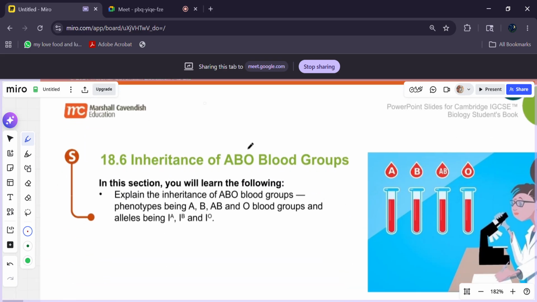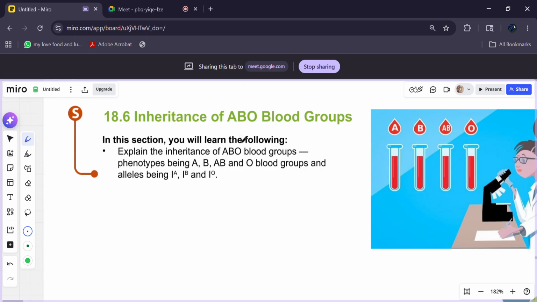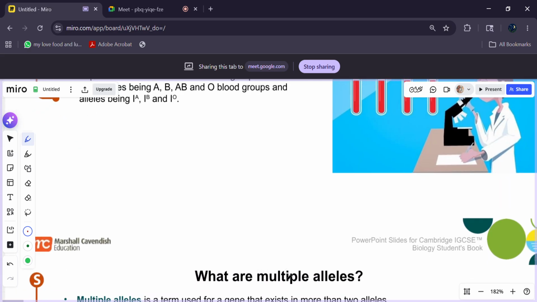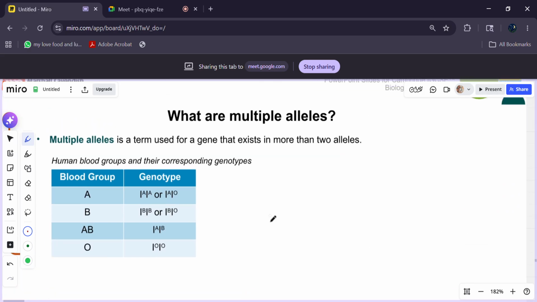18.6, Inheritance and ABO blood groups. Now this will be quick, as we are just going to explain the inheritance of ABO blood groups, phenotypes being A, B, AB, and O blood groups. So far, we've assumed that there are only 2 possible alleles for a given trait. In a population, there can be more than 2 alleles for a given trait. Multiple alleles is the term used for a gene that exists in more than 2 alleles.